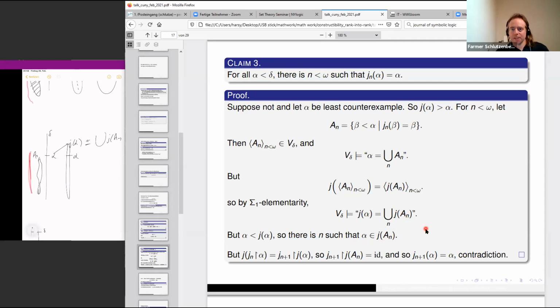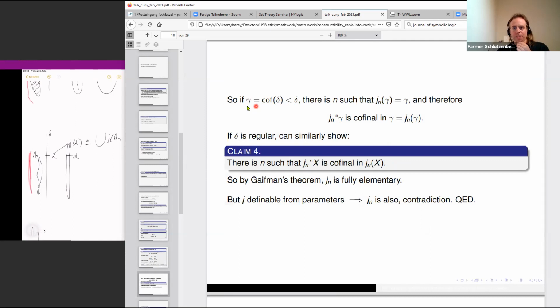So that gave us that it got fixed, and that gives us what we wanted. If delta was singular and gamma is the cofinality, it actually follows in this case. Our assumption was that V_delta is definably singular, there's some function cofinal from a set cofinal in delta. If delta is also singular, then it actually follows that it's definably singular with its cofinality, because you've got all the sets down there below it anyway.